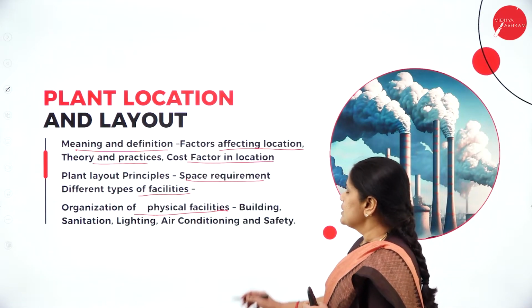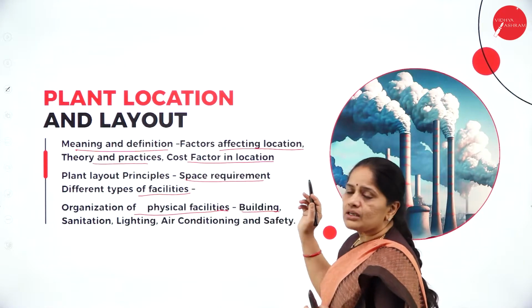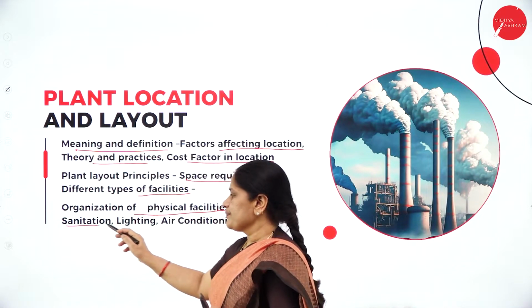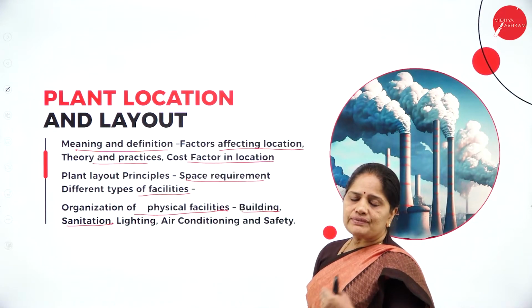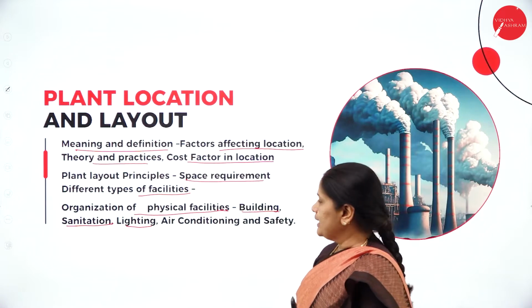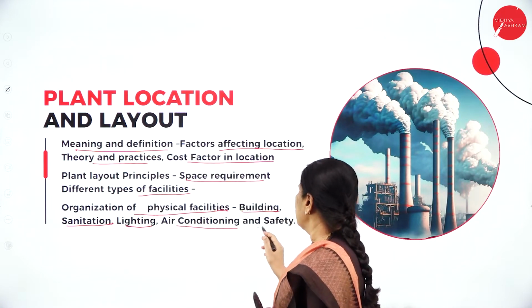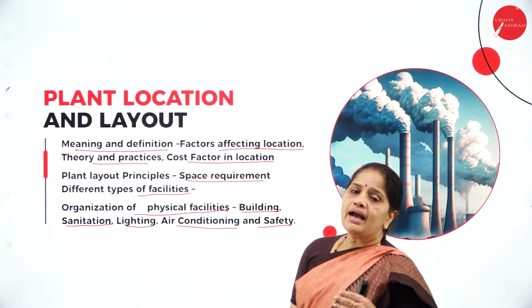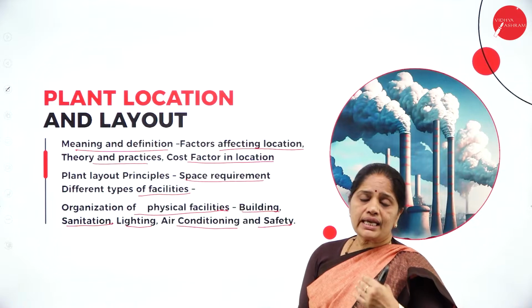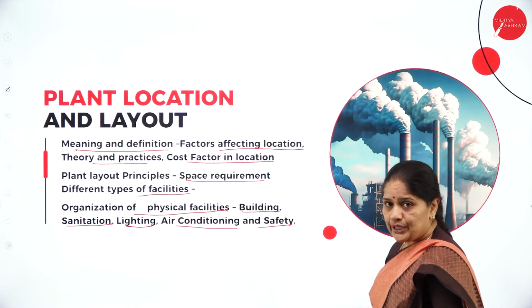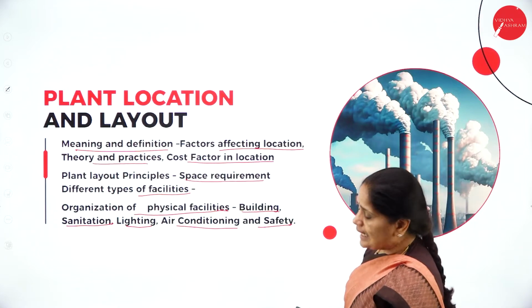In addition, we will also be looking at the building. What kind of building do we need for the plant? Then sanitation. Where will the waste of the plant go? Then lighting. What kind of lighting do you need? Then air conditioning and safety. What kind of air conditioning is essential for the plant, and what are the safety measures? In case there is a fire in the plant, what are the safety measures which are undertaken? All this will be a part of Unit 2, that is plant location and layout.